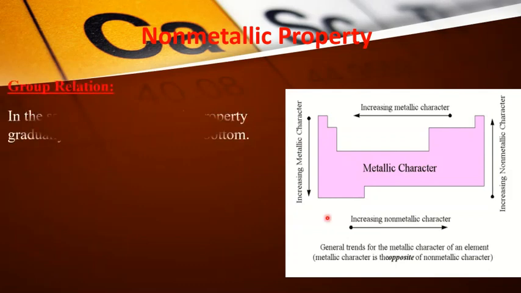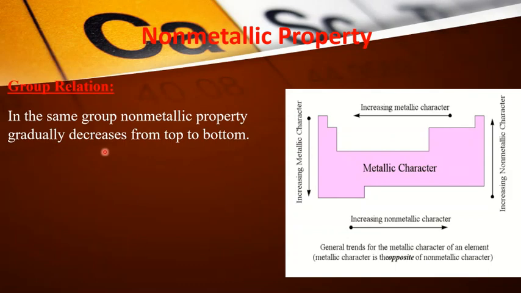Now group relation. In the same group, non-metallic property gradually decreases from top to bottom. The same example we can show, because for the 14th group, carbon is a non-metal, silicon non-metal, germanium is a submetal, tin metal, lead metal. That means the non-metallic property gradually decreases. Metallic property gradually increases means non-metallic property gradually decreases.